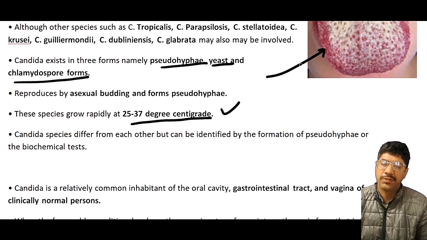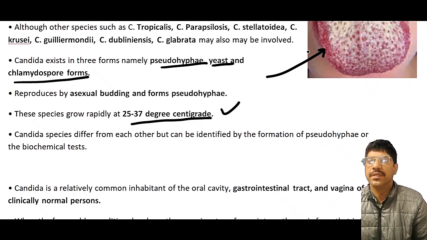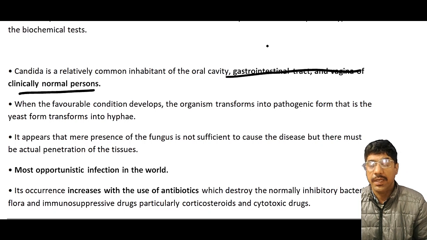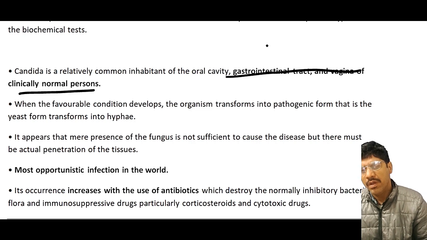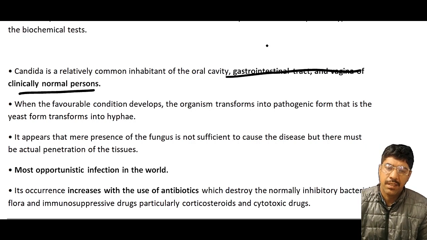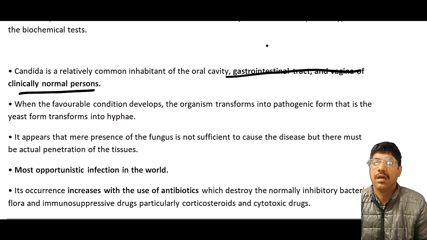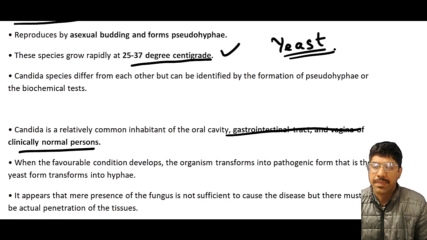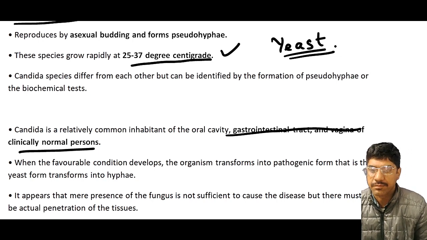Candida is actually quite common, found in the mouth, gut, and vagina of a clinically normal person. Normally it does not harm, but when conditions are favorable, like when the immune system is weakened, this fungus can transform into a harmful form known as the yeast. So which is the harmful form? It's the yeast form that is harmful and that can invade tissues and cause problems.